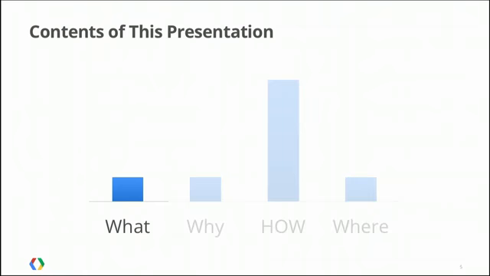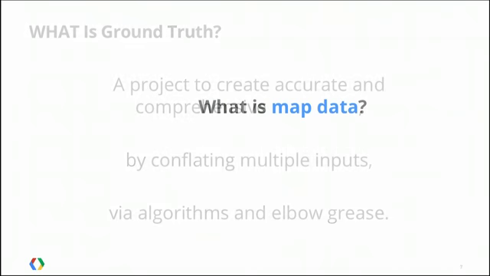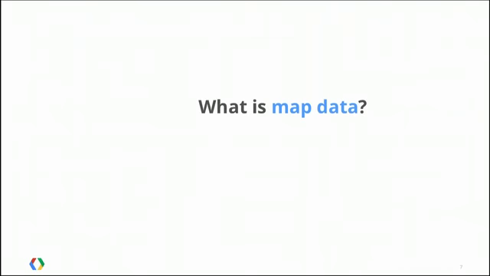So first, let's focus on the what. So what is ground truth? This is a little wordy, but it says it exactly right. A project to create accurate and comprehensive map data by conflating multiple inputs by algorithms and elbow grease. And that's really wordy, but we are going to break it down. And the first thing is, what is map data? What are we actually talking about when we talk about a project to make good map data?